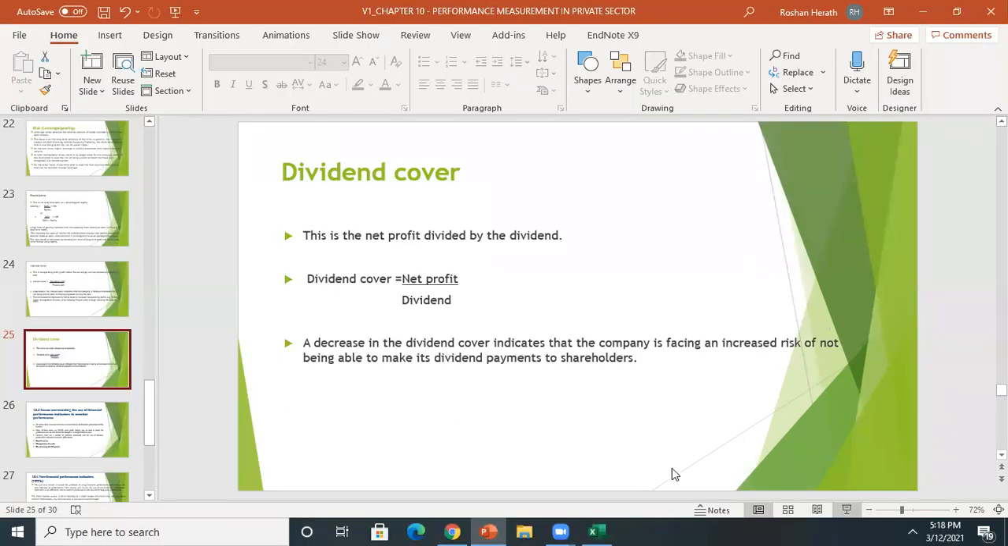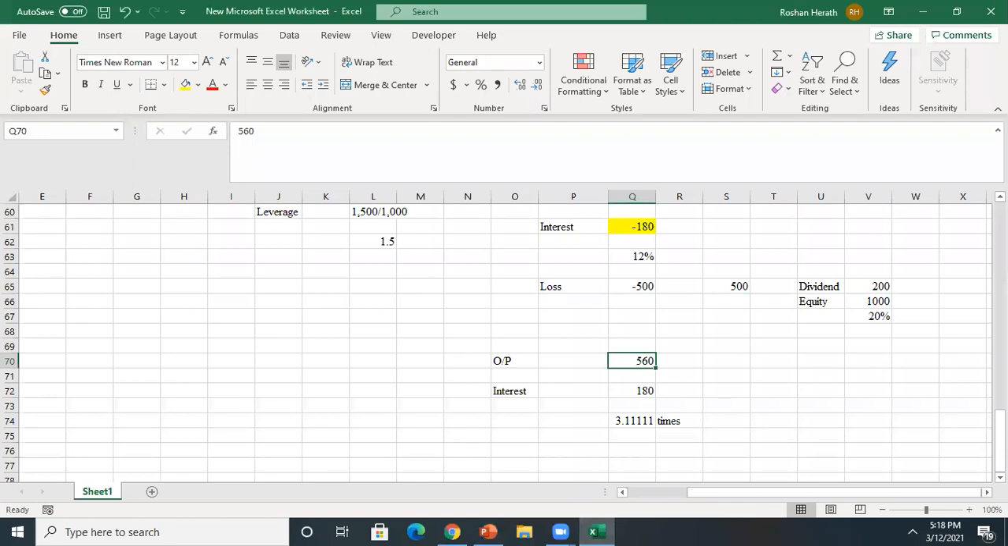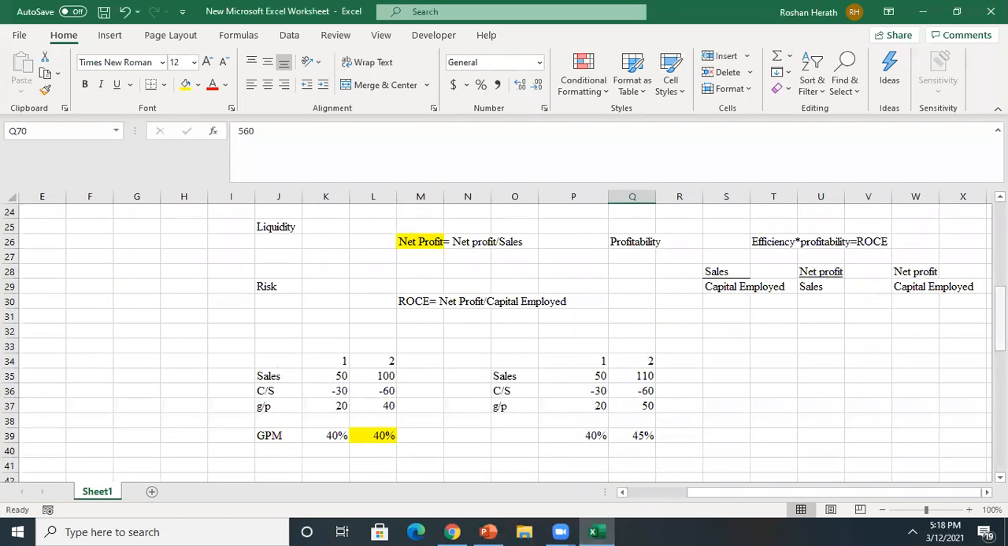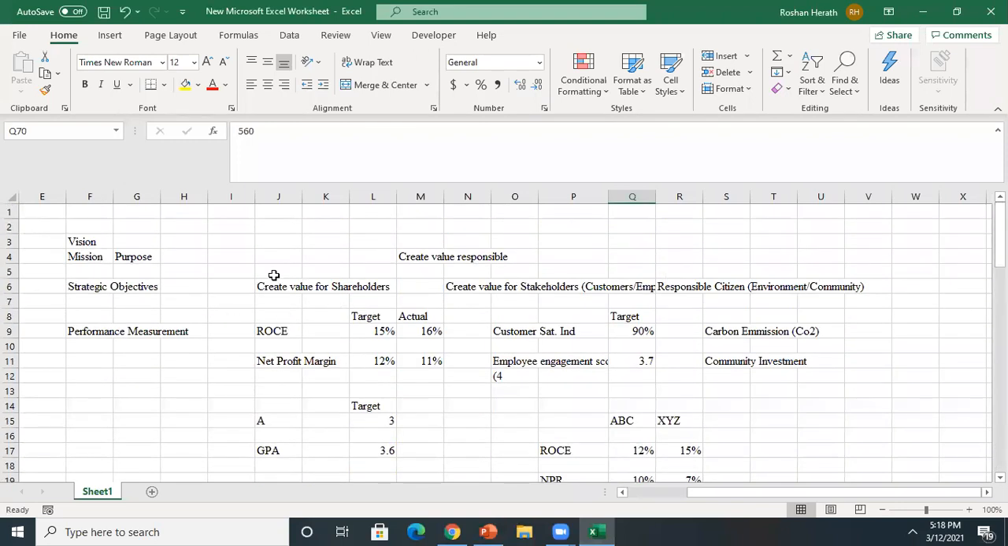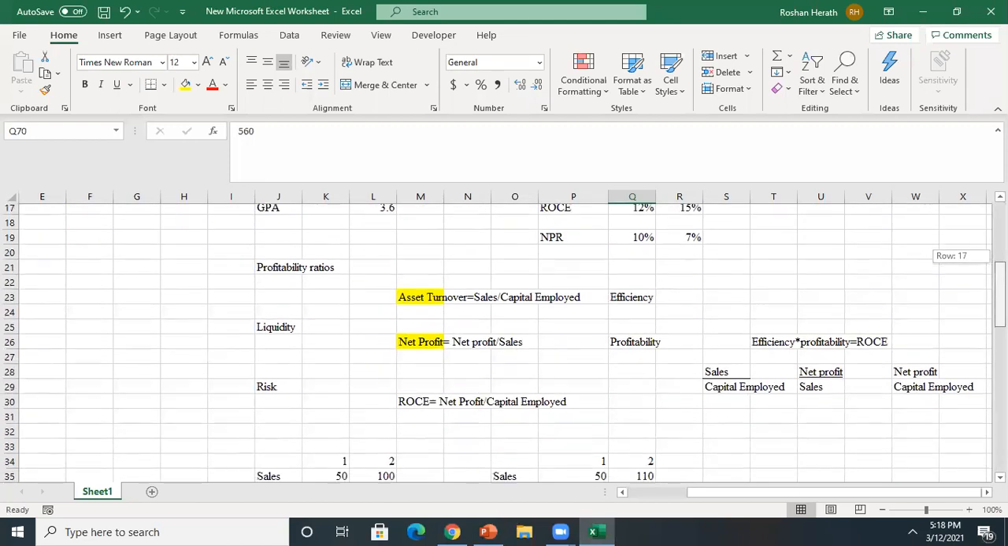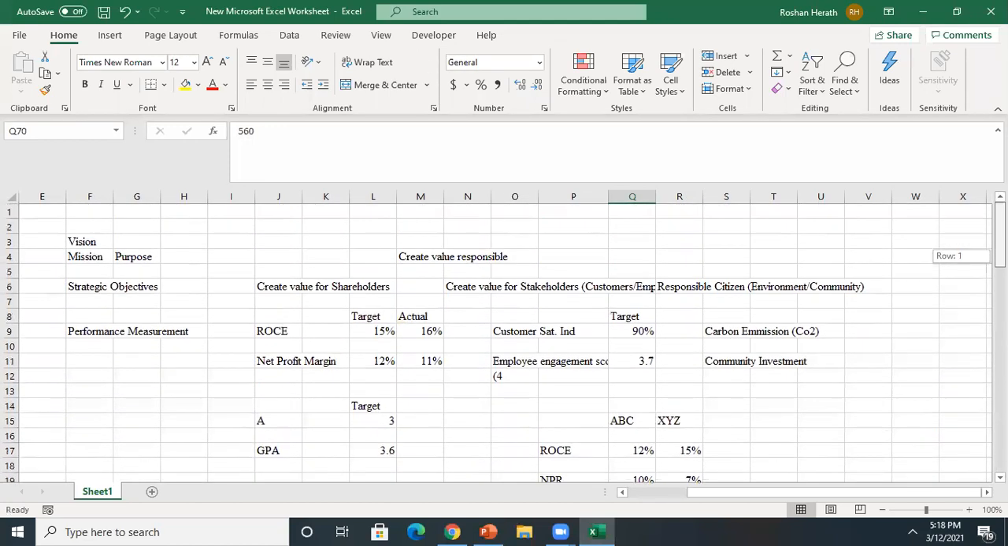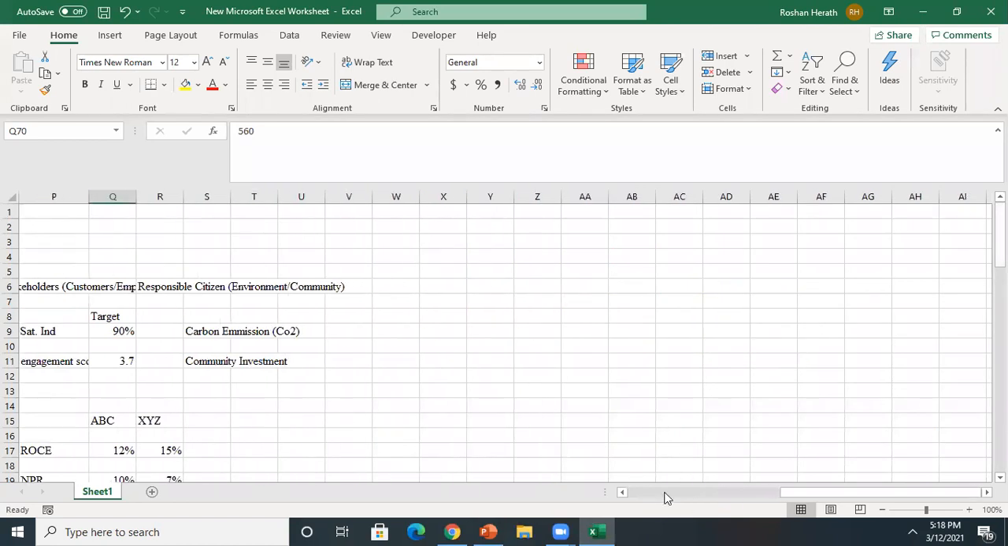When an organization is measuring to what extent and how successful it is in achieving its objectives or purpose, they will be looking at the profitability ratios, the liquidity aspect, and even the risk of an organization, right? They want to keep things in control. So they might set the targets.